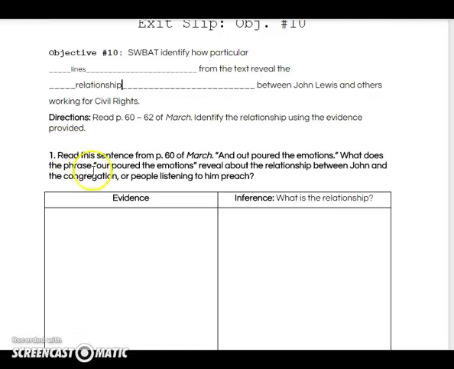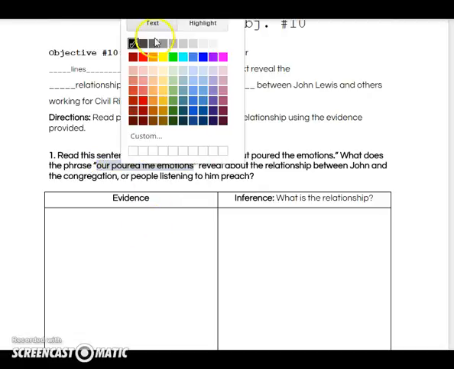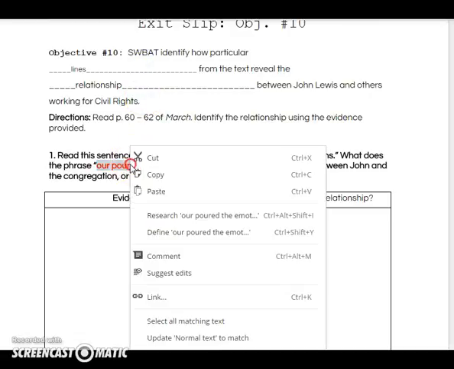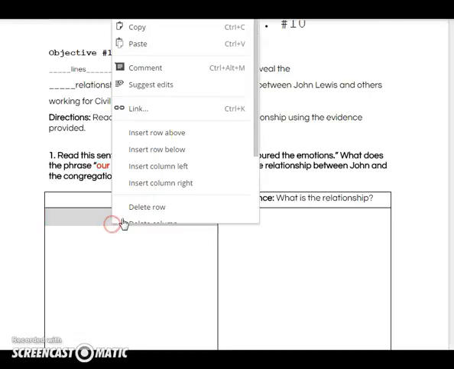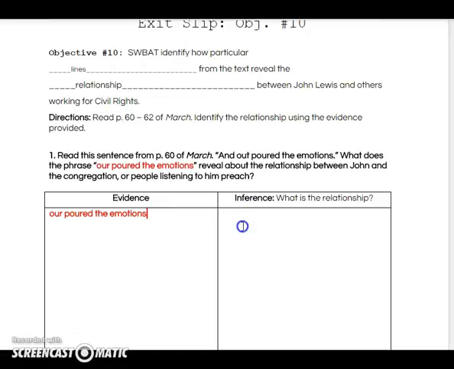What does the phrase "outpoured the emotions" reveal about the relationship between John and the congregation, or people listening to him preach? So I know my evidence, again, is "outpoured the emotions," because that is the part that we're talking about, the piece of evidence that we're trying to find some kind of inference from or some kind of idea from. So I'm going to copy that, outpoured the emotions. What is the relationship?